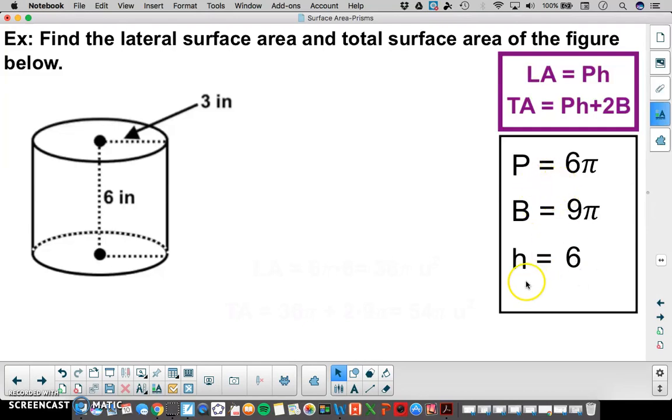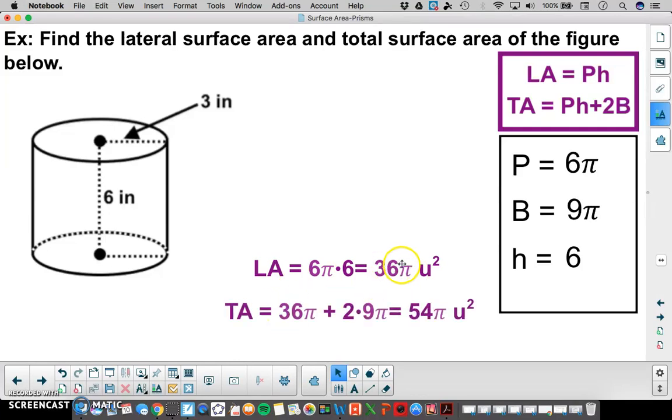Now I'm still just plugging in P, B, and H to lateral area and total area. So perimeter times height is 6 pi times 6, which is 36 pi square units. Total area will be 36 pi plus 2 times big B. So we have 36 pi plus 18 pi. Those are like terms, so we can combine them. So 36 plus 18 gives us 54 pi square units.